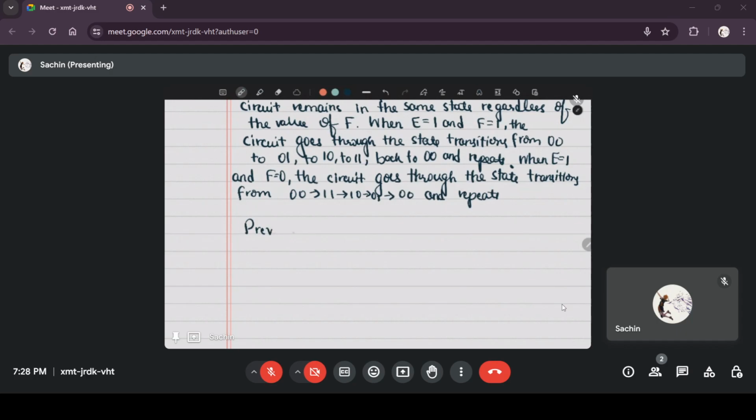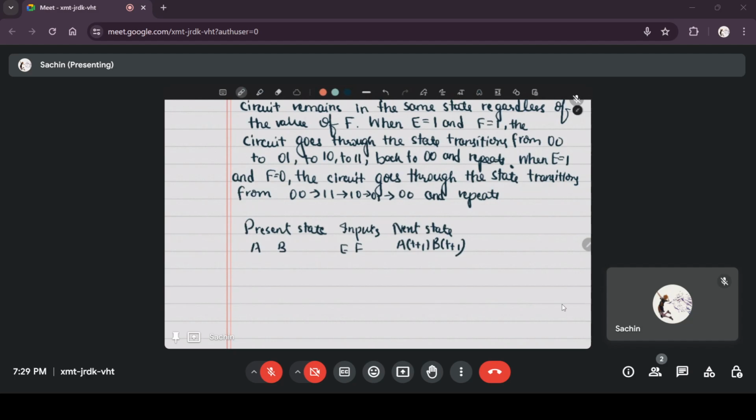We have the present state AB, inputs EF, next state A of t plus 1, B of t plus 1, and here there's a small change because we are using JK flip flops instead of D flip flops.